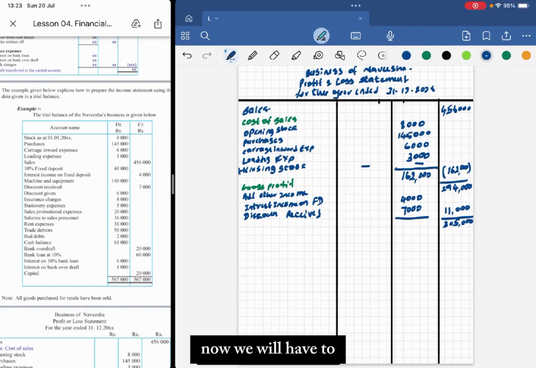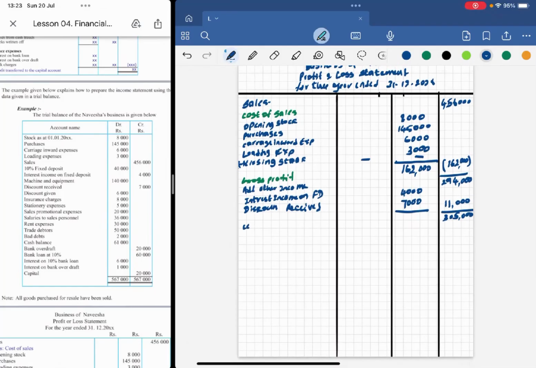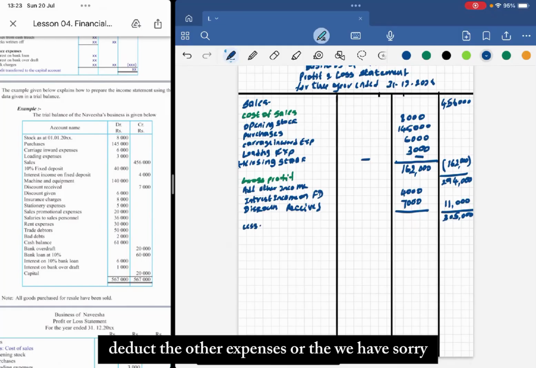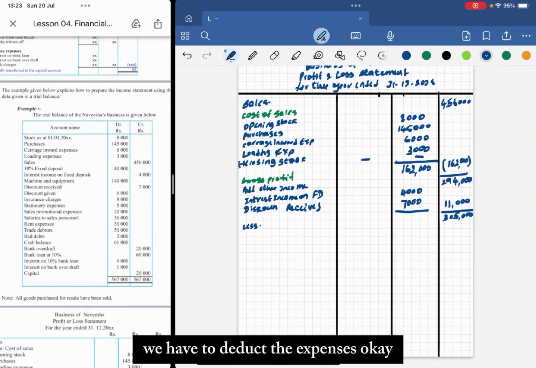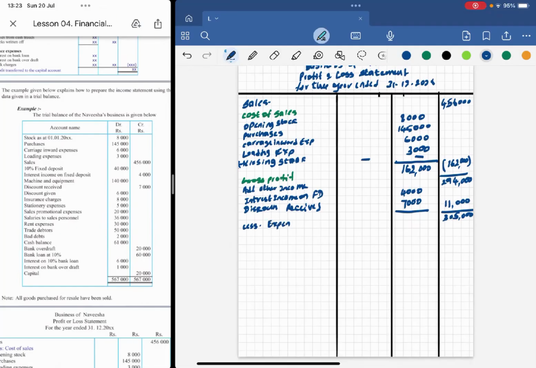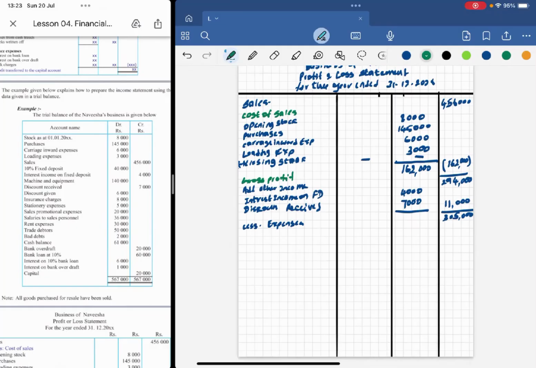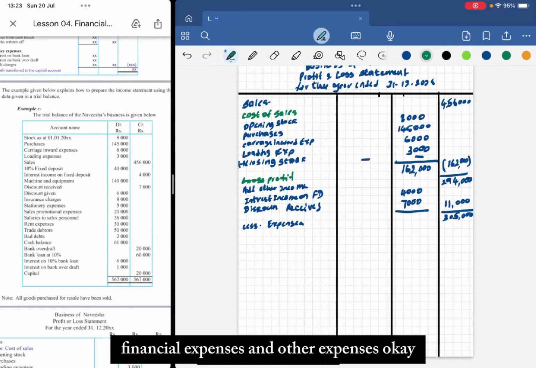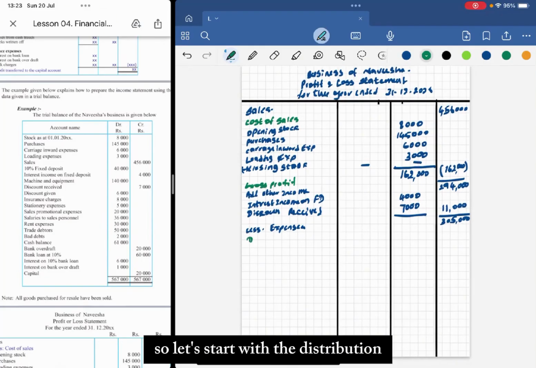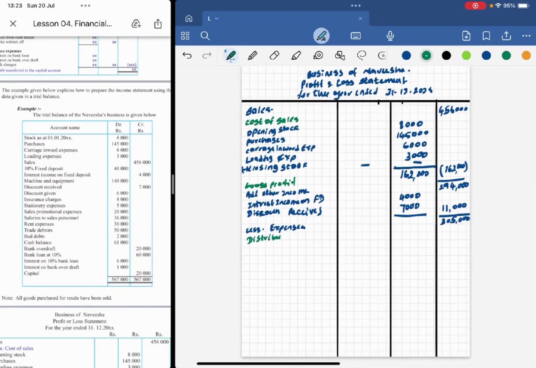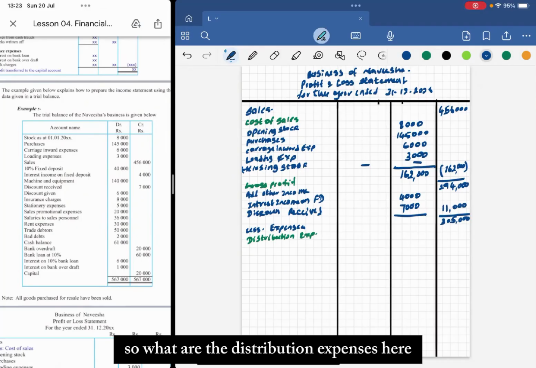Now we will have to deduct the expenses. Expenses will come in four categories: distribution expenses, admin expenses, financial expenses, and other expenses. So let's start with the distribution expenses. What are the distribution expenses here?